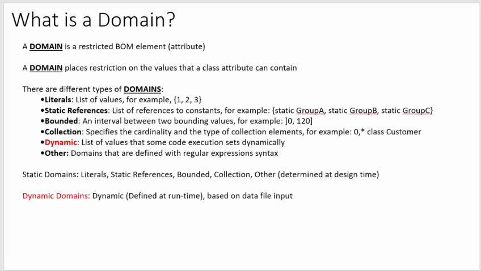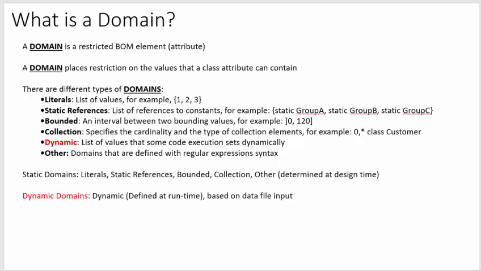So let's talk about what is a domain. I'm sure it has many definitions, but with respect to IBM's ODM product, a domain is a restricted BOM element. That is, if you have an object model and that object model has an attribute in it, a domain places restrictions on that attribute. If that attribute is of type string, it might be a number of strings, right? Colors that it could be considered, red, blue, white, whatever the case may be. If it's an integer, it can be like age. It can be anything greater than 18 or from 18 to 65.